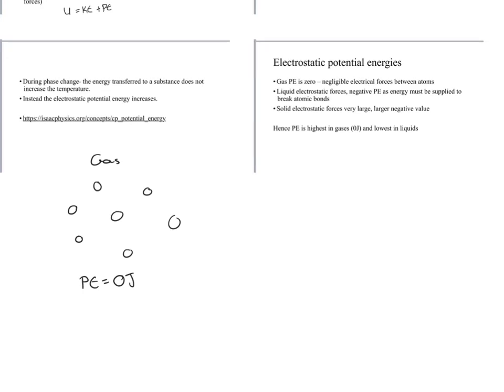joules. Now if we go to a liquid, since they're closer together, they experience stronger electrostatic forces than gases, and hence they do have potential energy. However, the value will be a negative value. So I'm going to just use an example here, by the way. This is not a realistic value. It's just for you to imagine it. So let's say minus 100 joules.